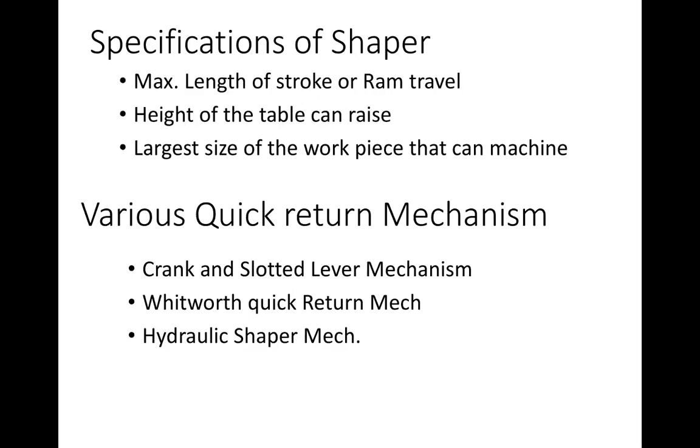In that, one of the inversions of the 4-bar mechanism is the Whitworth quick return mechanism, and also the crank and slotted lever mechanism. So here also there are 4 links. What is the 4-bar mechanism? In a 4-bar mechanism, you have 4 different linkages.